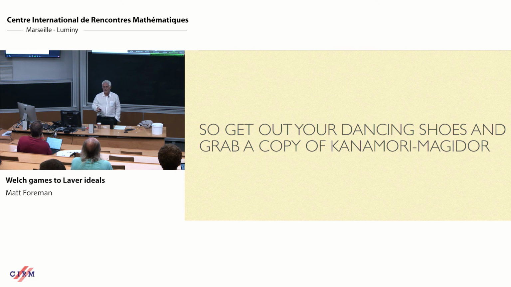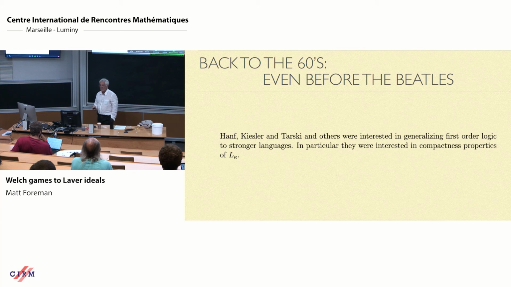Okay, so get out your dancing shoes and grab a copy of Kanamori and Magidor's exposition of large cardinals, the very classical one that talks about early large cardinal theory. So back in the 60s, even before the Beatles, Henkin and Keisler and Tarski and others were interested in generalizing the first order properties to stronger cardinals. In particular, they were worried about compactness properties of L kappa kappa and other strong logics.